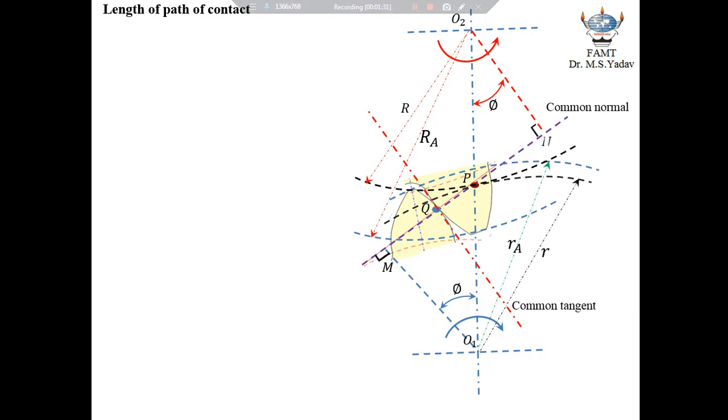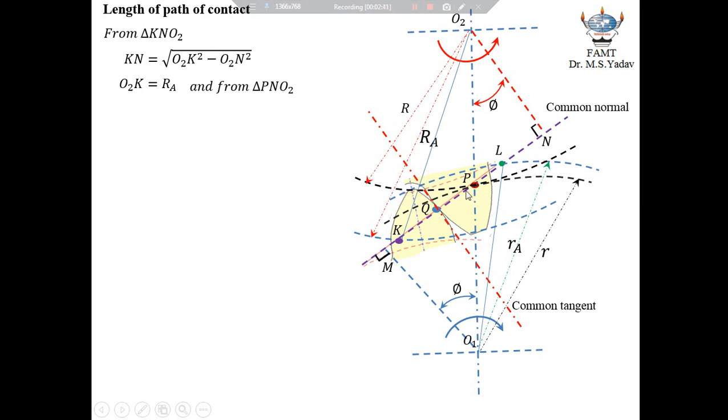Now length of path of contact is the length of the common normal cut by the addendum circle of wheel and pinion. So at point K, addendum circle of wheel cuts the common normal, and at point L, addendum circle of pinion cuts the common normal. So KL is the length of path of contact. Let's connect K to O2 and L to O1 like this.